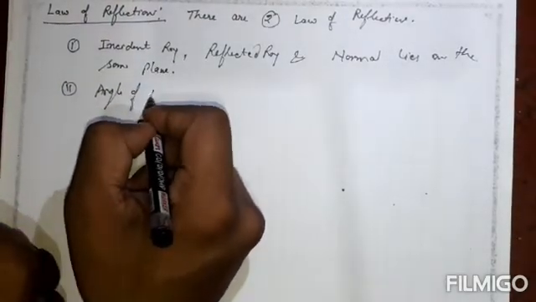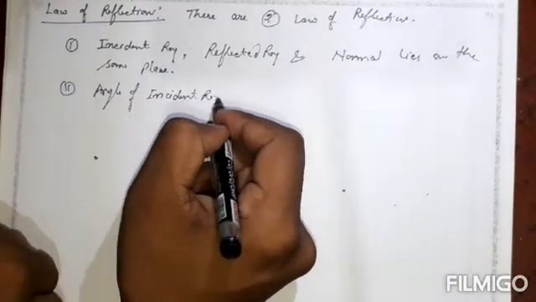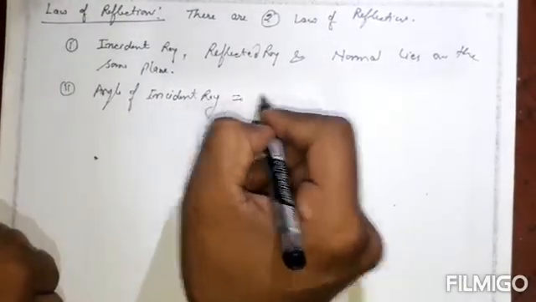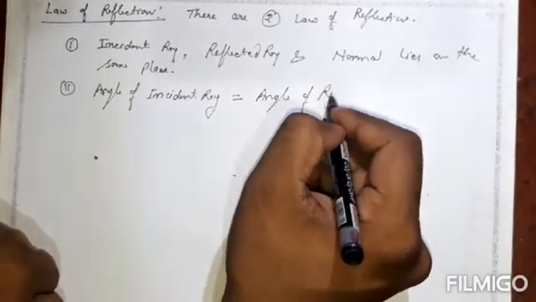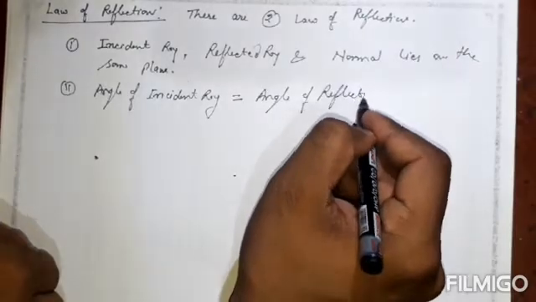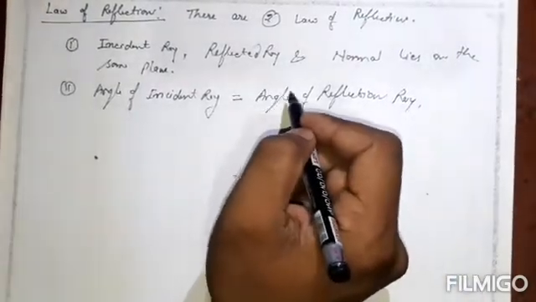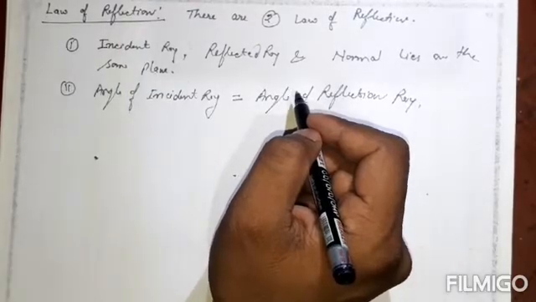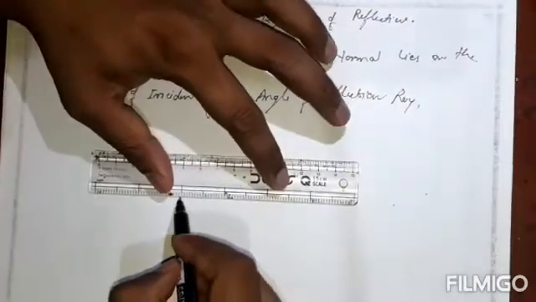Second law: the angle of incidence is equal to the angle of reflection. Then how do we draw it? Suppose we take a plane mirror.